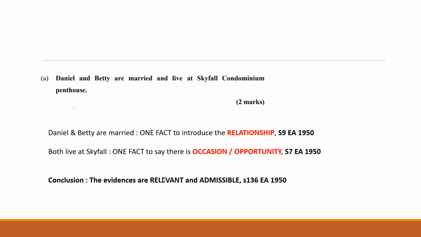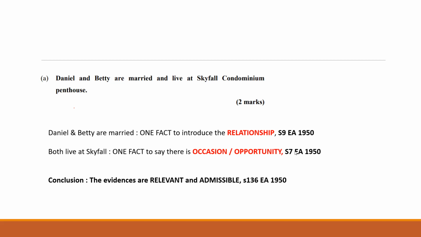And what is your conclusion? Very important, because you are going to decide on the part of the prosecution. So this evidence is relevant and admissible under section 136. So this is how you answer, even though this is 2 marks. Don't just write section 9 and 7 and then finish. So what is the story after that?